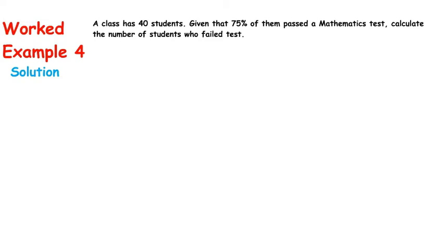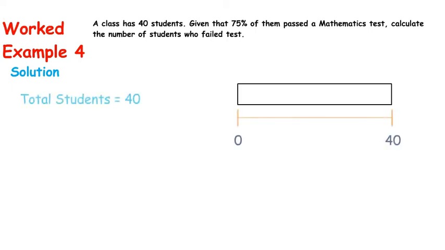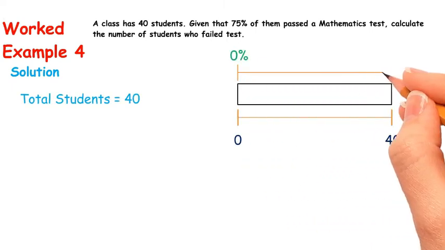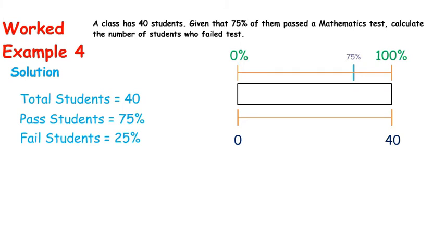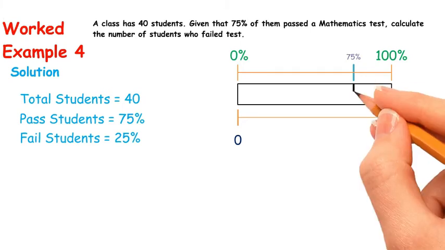A class has 40 students. Given that 75% of them passed a mathematics test, calculate the number of students who failed the test. 40 students equals 100%. 75% of students passed. 25% would have failed. We are going to find the number of failed students.